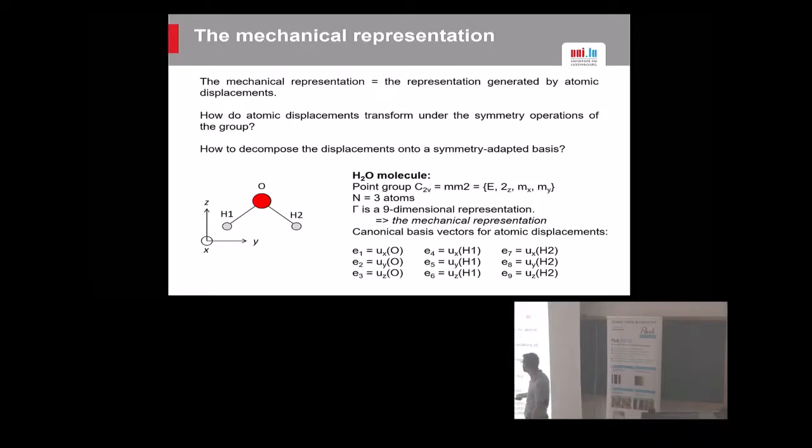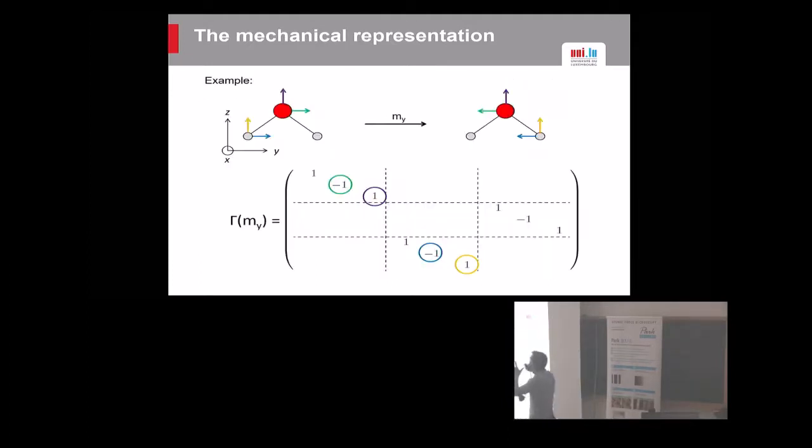So first basis vector will be displacements of oxygen along x. Second will be displacement of oxygen along y, and so on and so on. So that's 9 basis vectors. It's in no way symmetry adapted, but this is something I can start with to write a representation. So just for the sake of making it a bit more concrete, let's do it for one symmetry operation, okay? It's this 9-by-9 matrix. So I'm considering the symmetry operation my, and I'm considering its effect on the atomic displacement.